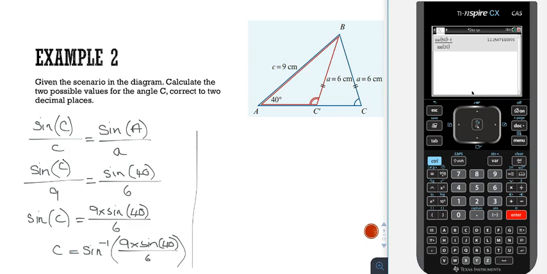And once I've done this, I put this into my calculator. Sine inverse of 9 times sine 40 divided by 6. And I get out this result of 74.6185. Now, that is my value of C. That is this one in here. So that's my acute angle that's in here, 74.619 degrees.